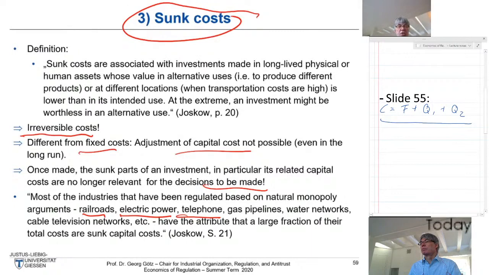Gas pipeline networks, of course, they are fixed. Water networks also, cable television is the same. The point of all of these industries is that a large fraction of their total costs are really sunk. They are sunk capital costs. And therefore, these sunk costs matter so much. So it's important to us how sunk costs impact such an industry.